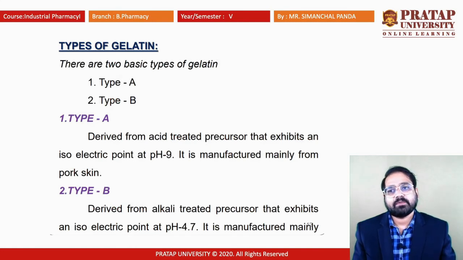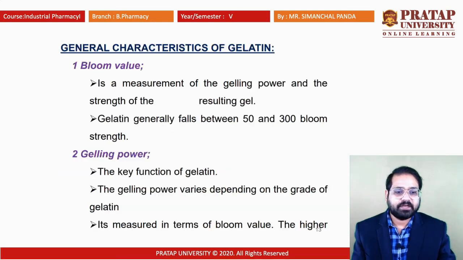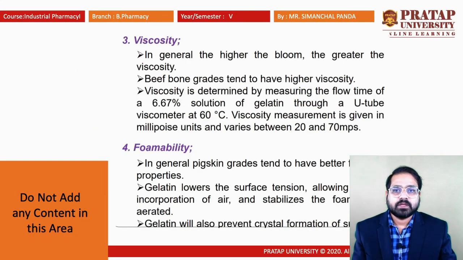So there are different types of gelatins, that is type A and type B. Type A gelatin is derived from acid-treated precursor that exhibits an isoelectric point at pH 9. It is manufactured mainly from pork skin. Type B is derived from alkali-treated precursors that exhibit an isoelectric point at 4.7. It is manufactured mainly from bones.